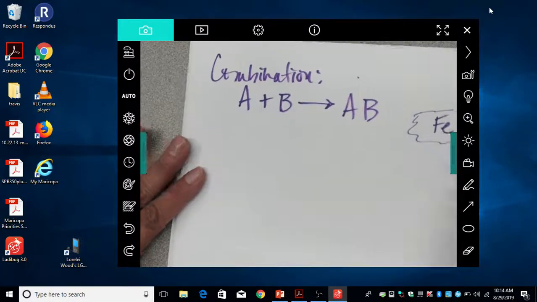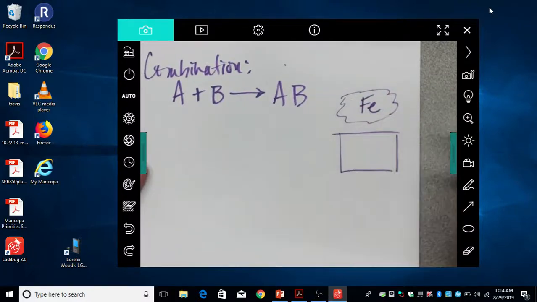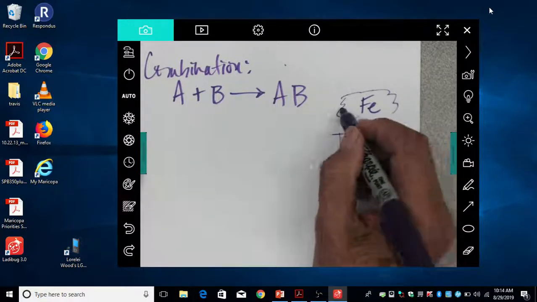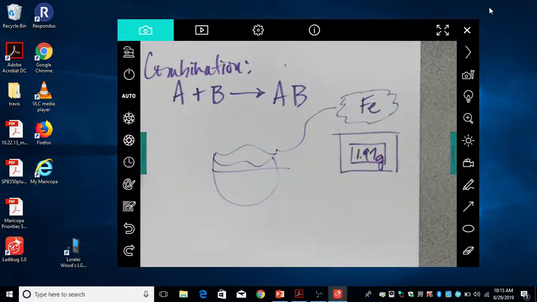So you take a hunk of steel wool, and I could put it on a balance, and I would look at the digital display, and it might weigh 1.97 grams. All right, I'm taking the steel wool off of my balance. I'm going to put it in an evaporating dish. I'm going to burn it.